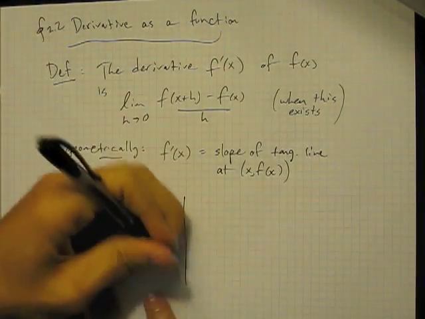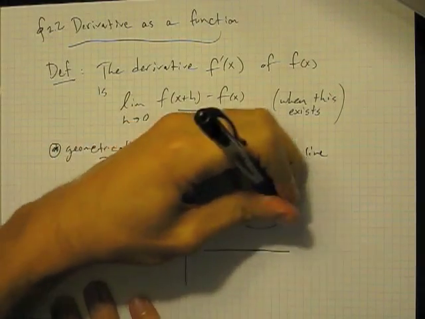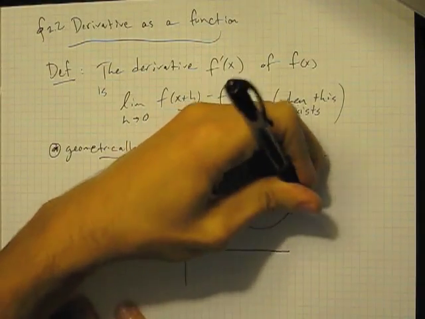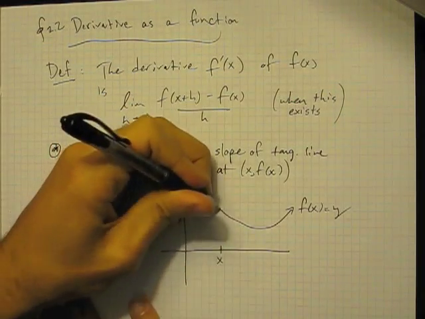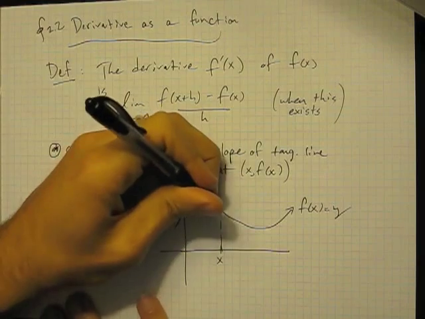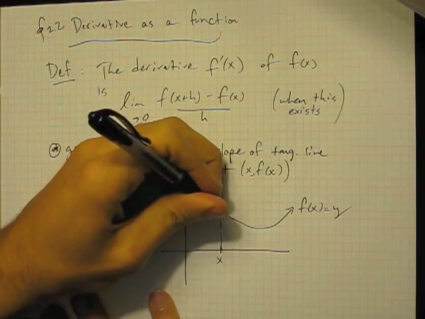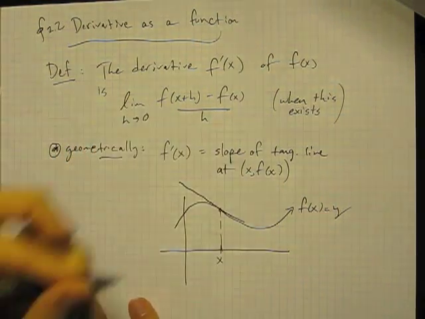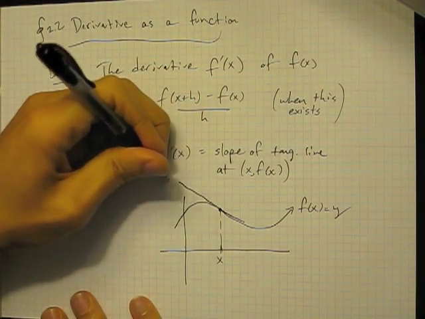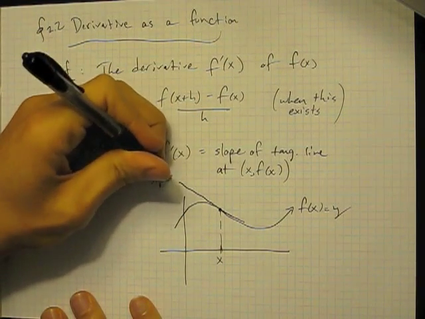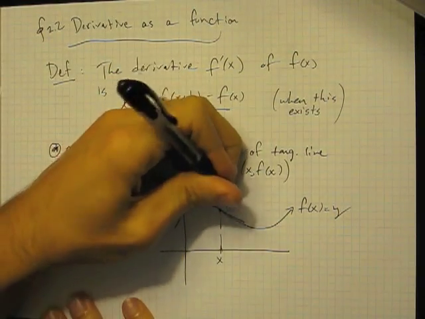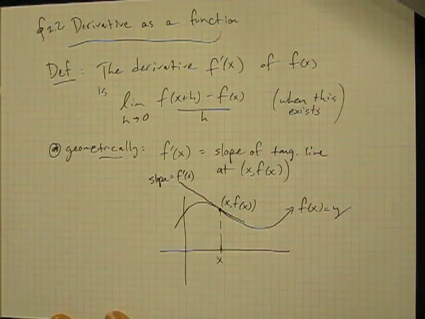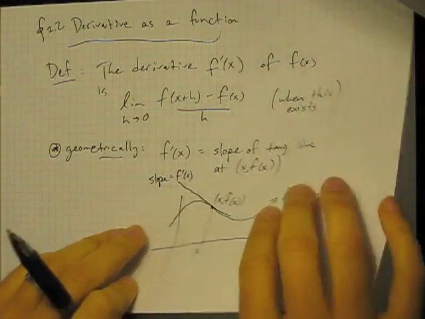Okay, so that means if we've got our graph f right here, and we pick a value x, then this line right here, the slope is equal to the derivative of f. So this is the point x, f of x. The slope is the derivative of this. All right, very good.